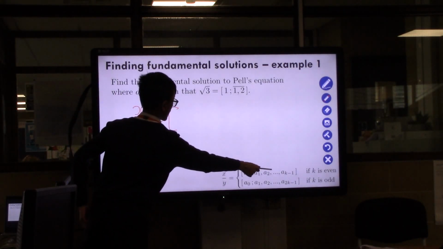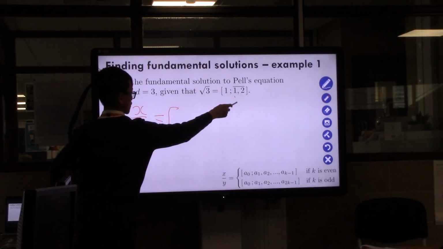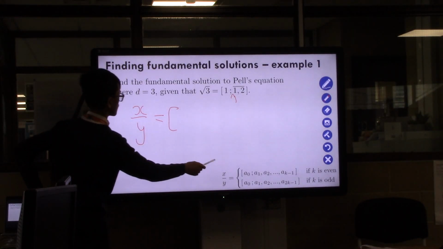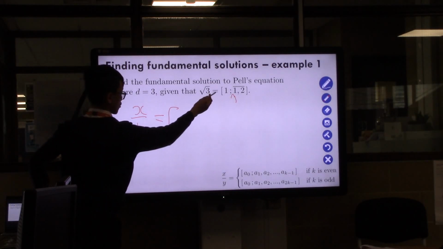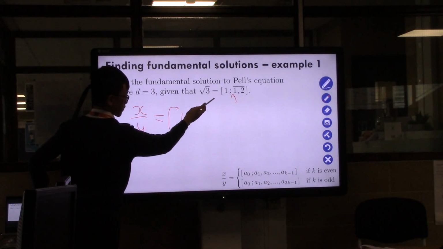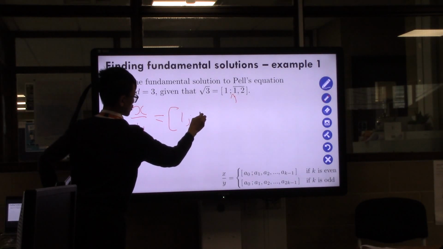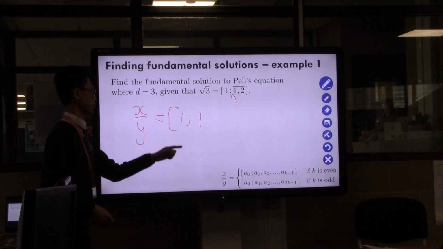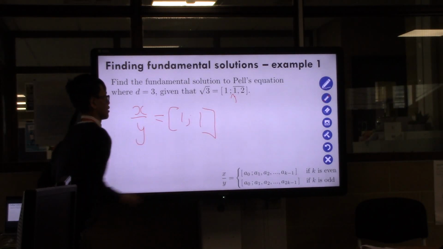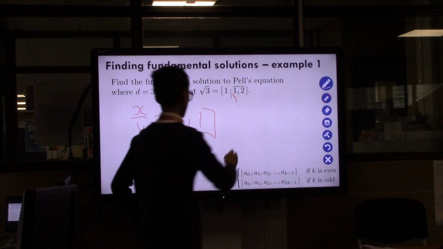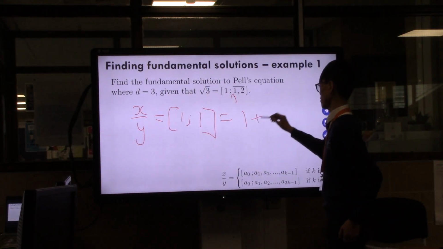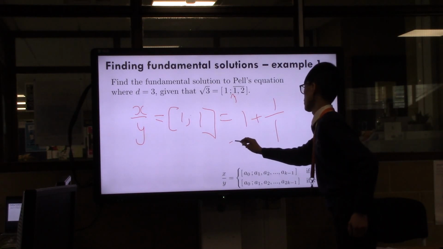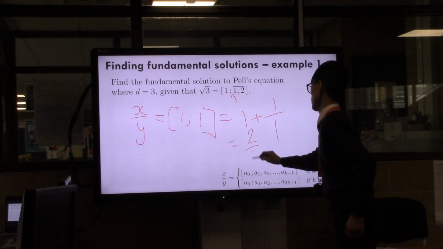so k minus 1 is just a1, so that would be this term here. So x over y is equal to a0, a1, which is 1, all the way up until a(k minus 1), which is just a1. So that's it. And this is equal to 1 plus 1 over 1, using the notation that we saw before. And that is equal to 2 over 1, or just 2.